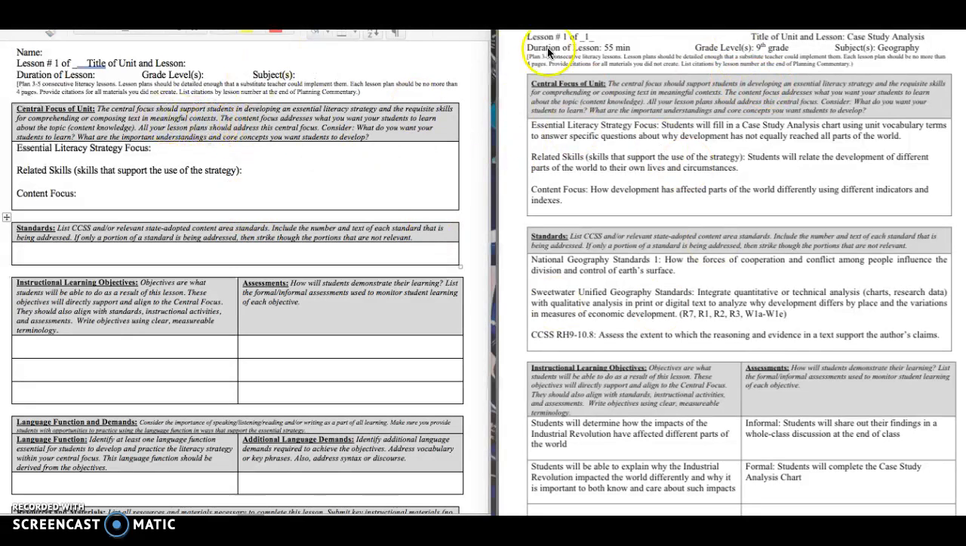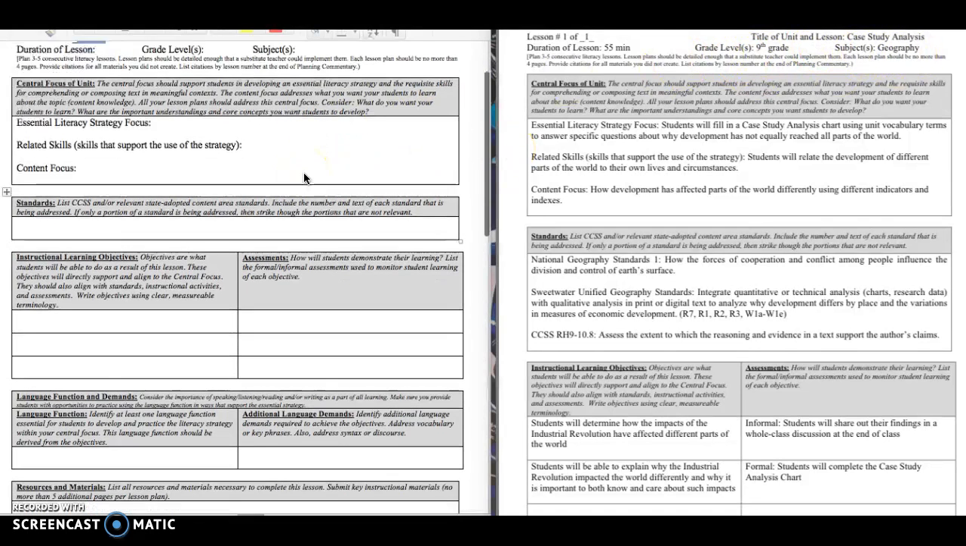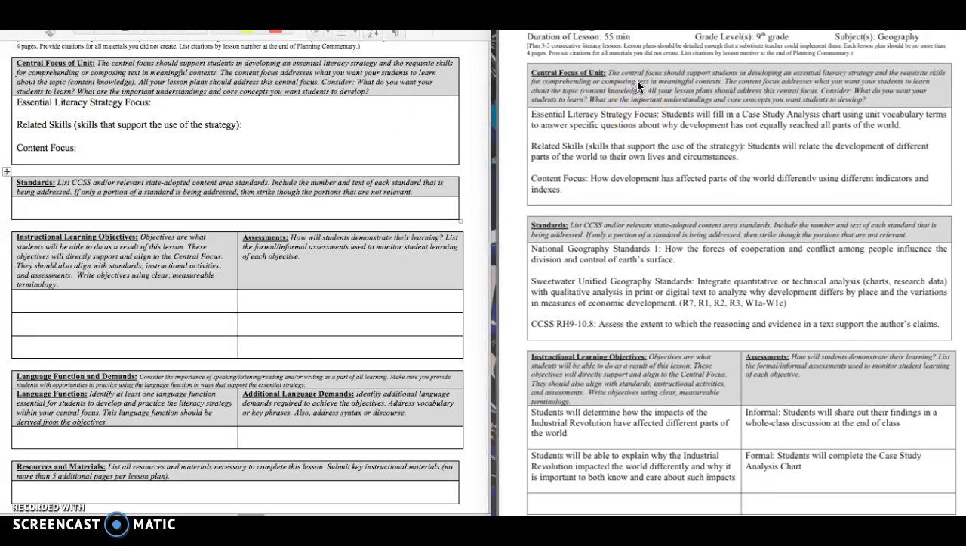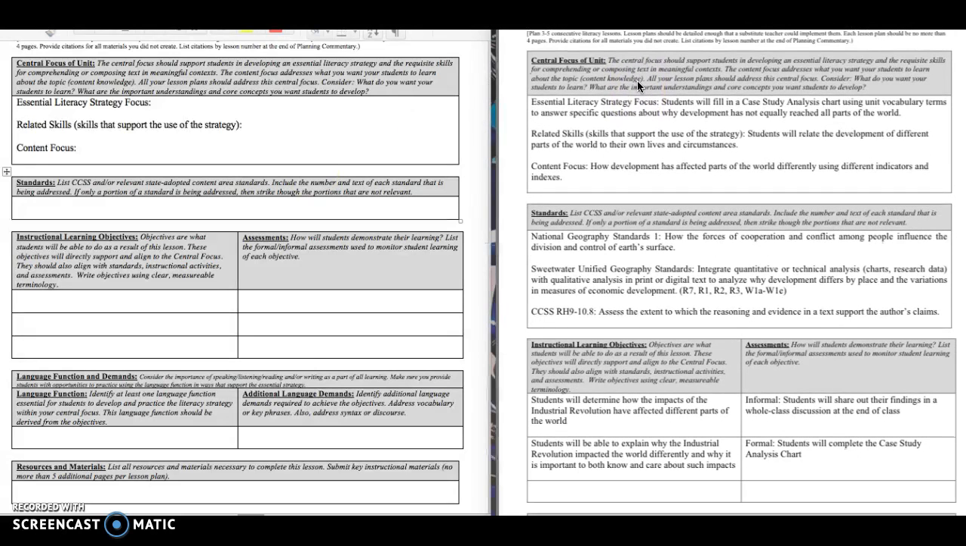So to begin with, she just filled out the simple duration of lesson, grade level, and subject. She makes sure to fill that out, so 55 minutes, 9th grade, and geography. Pretty simple. And then it goes to the central focus of the unit. So she first started off with the essential learning strategy focus. So what the students are going to do with their literacy skills, whether it is reading, writing, speaking, whatever it is, she wrote it right here.